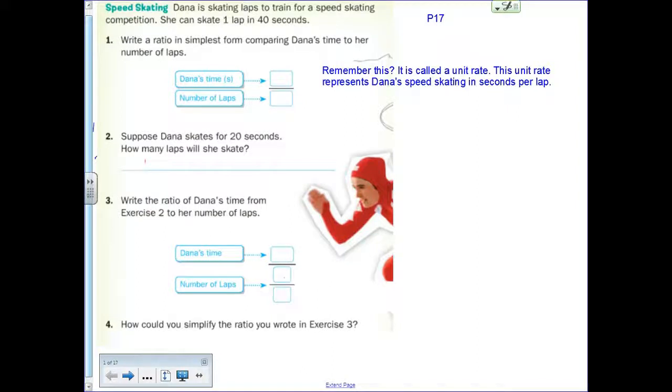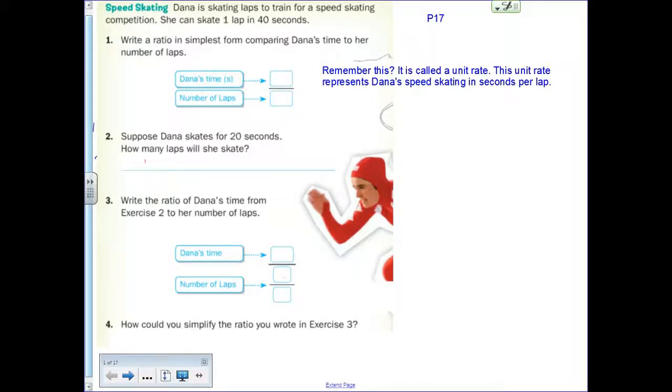All right, today we're going to take a look at complex fractions. On page 17, it says, Dana is skating laps to train for a speed skating competition. She can take one lap in 40 seconds. It says, write a ratio in simplest form comparing Dana's time to her number of laps.